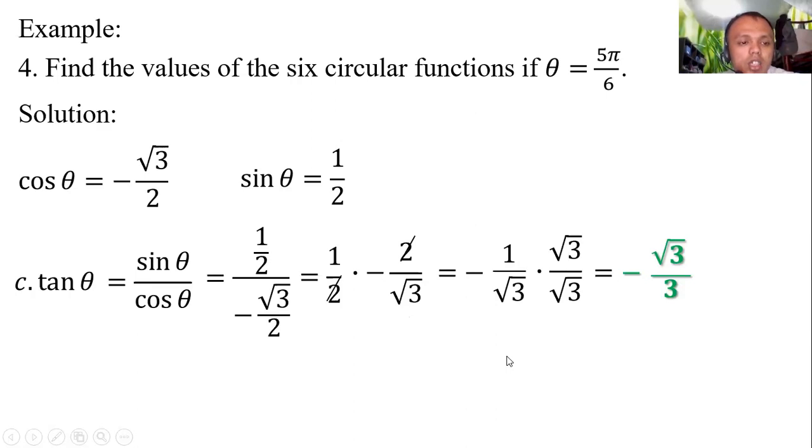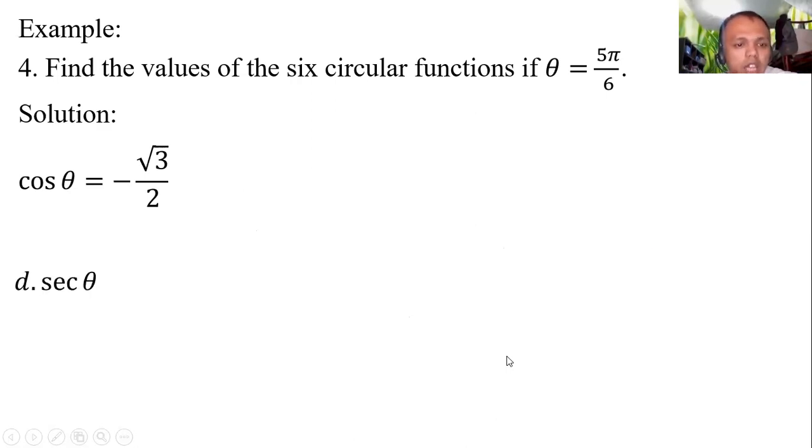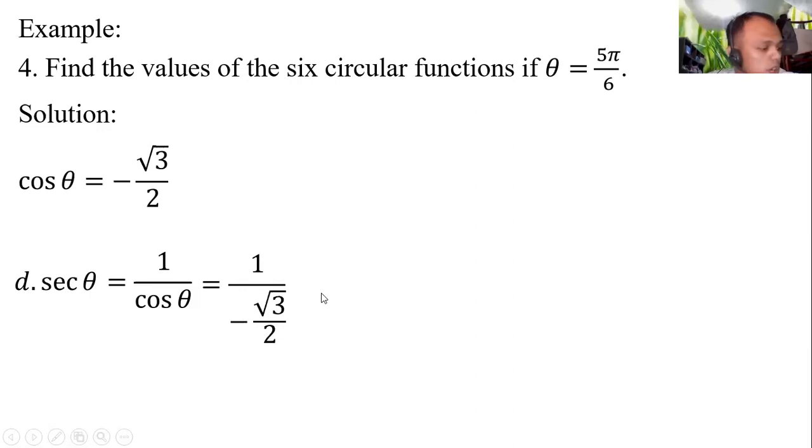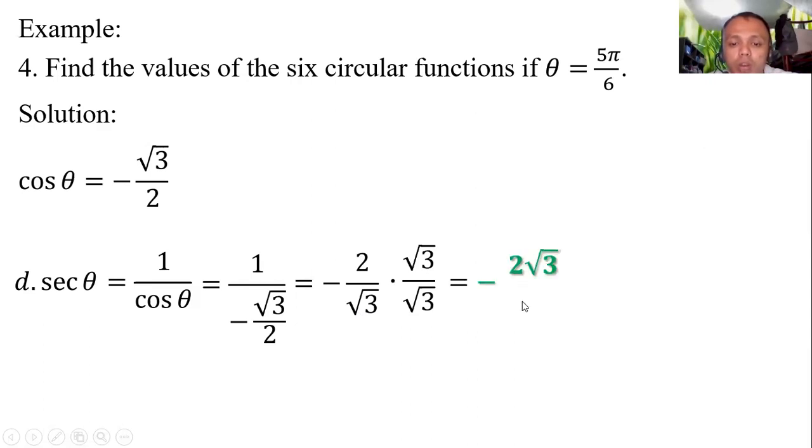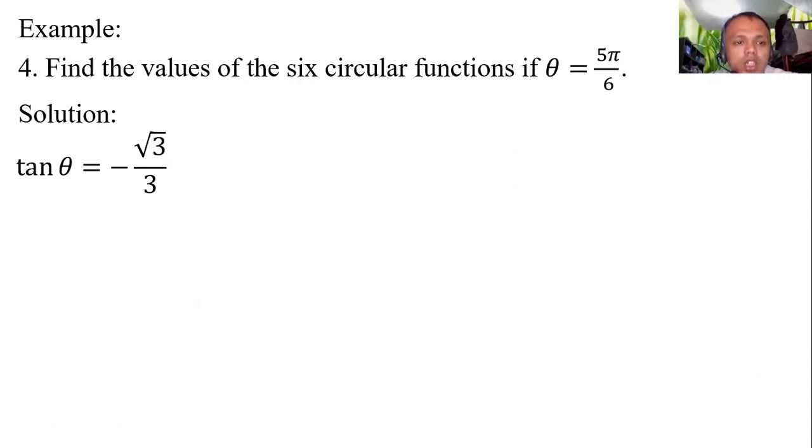Okay? Next. What about for your secant theta? Your secant theta here is 1 over cosine theta. No? Now, substitute 1 over negative square root of 3 over 2. Get reciprocal. Then we have negative 2 over square root of 3. Then rationalize, 2 times square root of 3 is negative 2 square root of 3 over 3. So ito yung magiging secant theta natin. Okay? Next, tangent theta equal to negative square root of 3 over 3. Okay, your sin theta is 1/2.